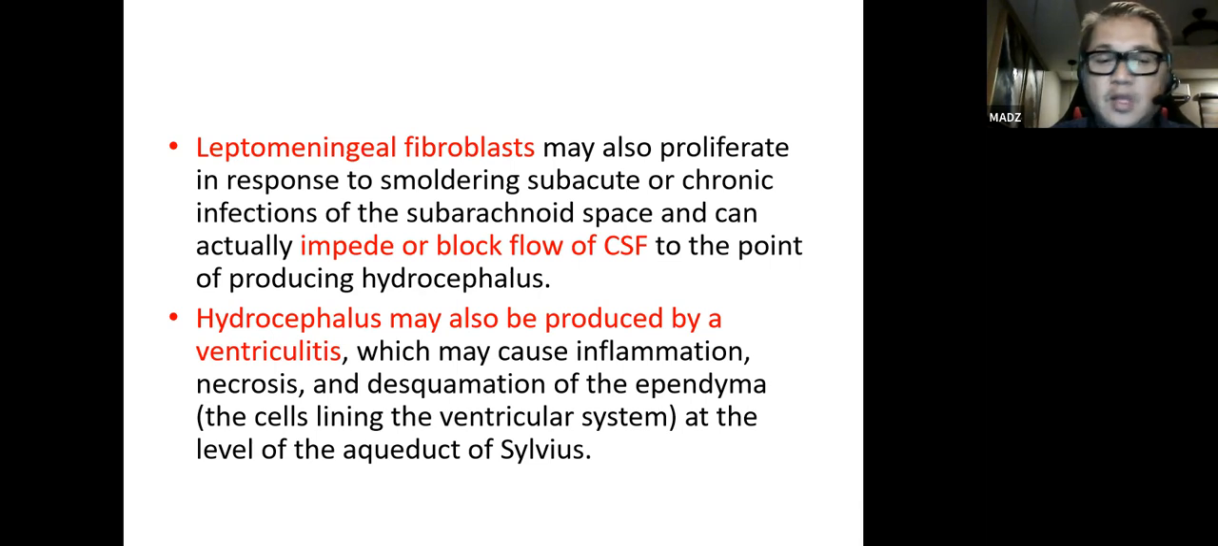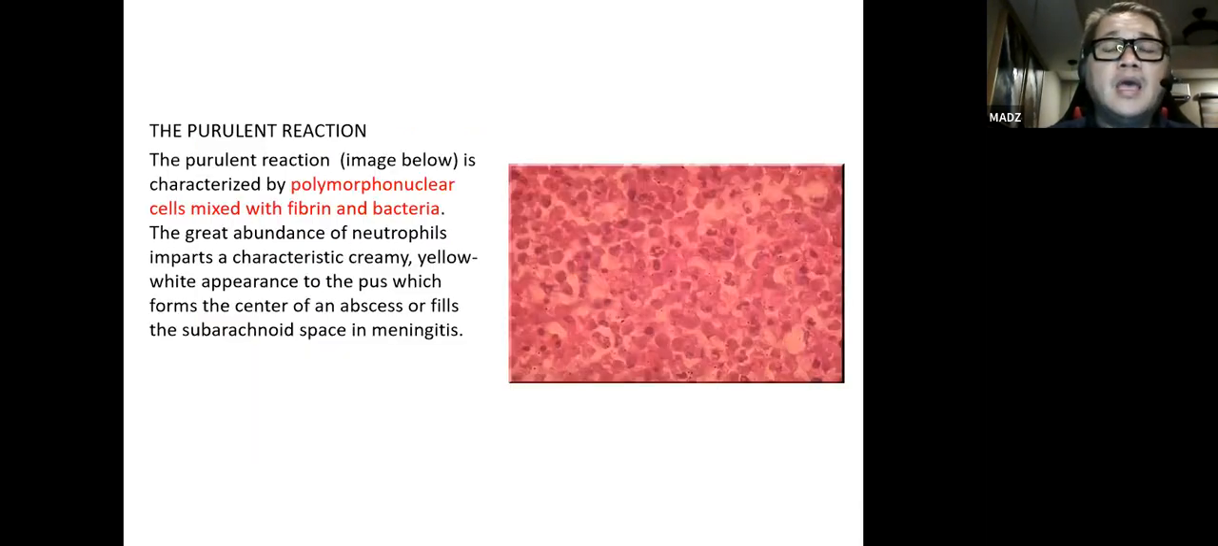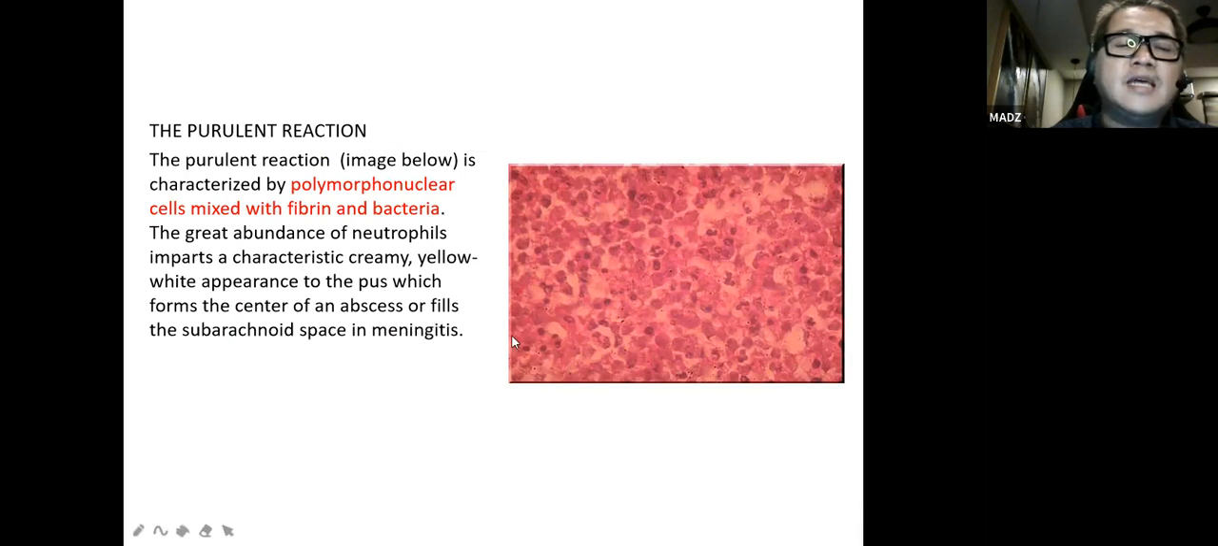So that's why they develop hydrocephalus. So with meningitis, you have a purulent reaction, and this is characterized by polymorphonuclear cells mixed with fibrin and bacteria. The great abundance of neutrophils imparts a characteristic creamy yellow-white appearance to the pus, which forms the center of the abscess and fills the subarachnoid space in meningitis.